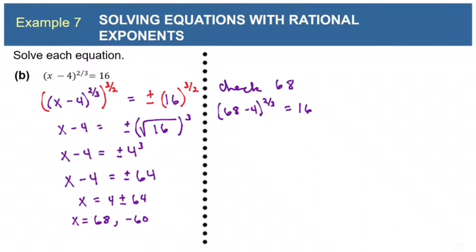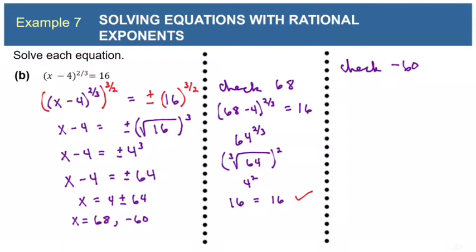So I'm just putting the 68 in place of my x. 68 minus 4 is 64. 64 to the 2/3 is the cube root of 64, and then we square it. Notice, the bottom of the exponent becomes the index, and the top of the exponent is the power. So the cube root of 64 is 4, and 4 squared is 16, and that is a match for the right side. So 68 is a good solution.